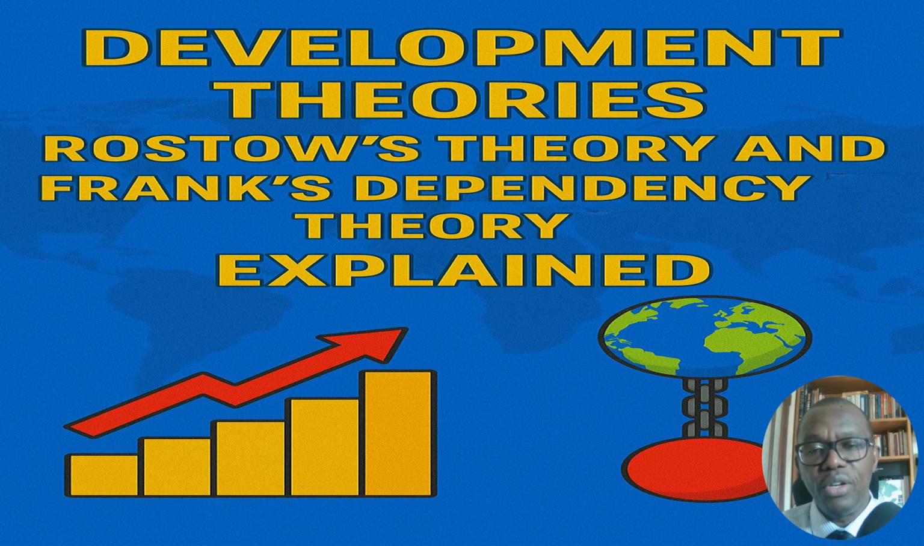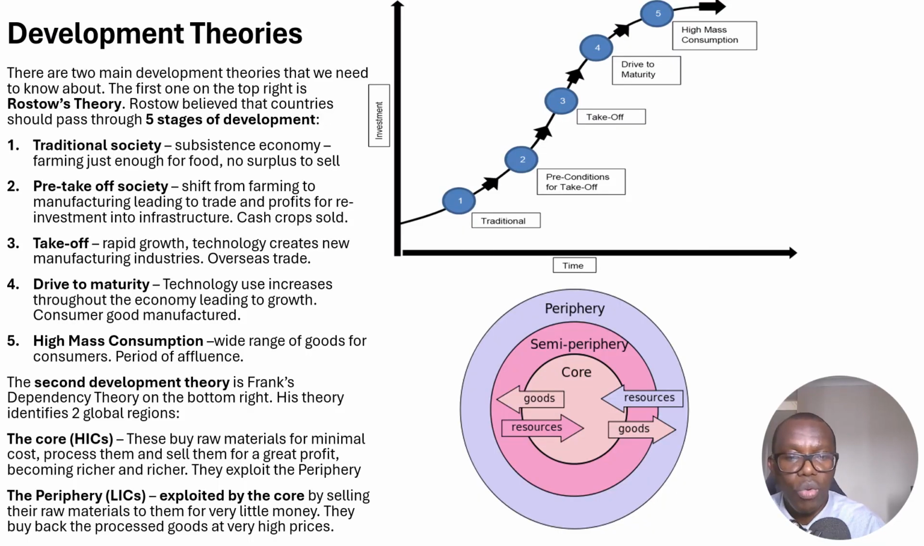In today's video, we are going to be talking about development theories. We will discuss Rostow's theory and Frank's dependency theory. These are theories that the examiners like asking students to describe in the exam. They are relevant for all GCSE geography specifications. Okay, let's get started. In this section, we will be looking at development theories.